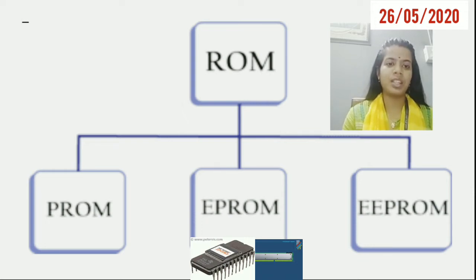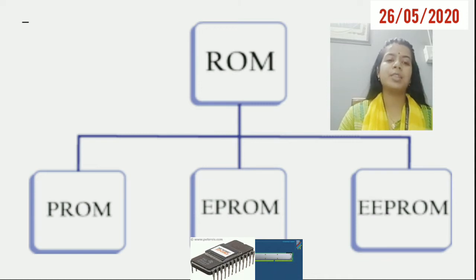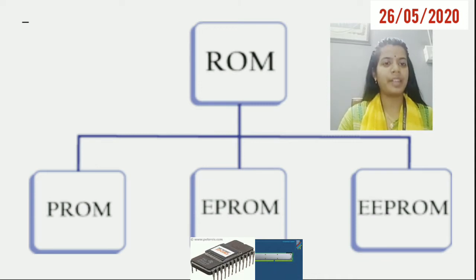Alright, then the second type of ROM is EPROM. What is the full form? Erasable Programmable ROM. That means the memory stored in EPROM can be erased by exposing it to ultraviolet light. Again I am repeating, the EPROM full form is Erasable Programmable ROM.